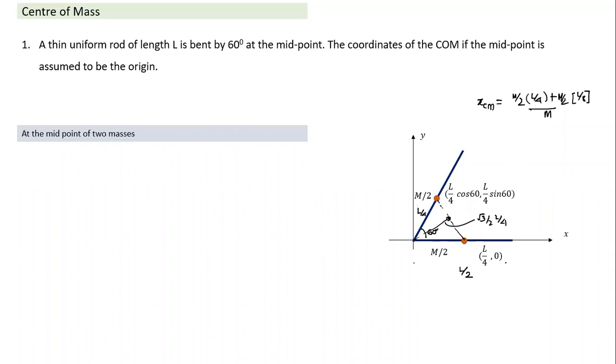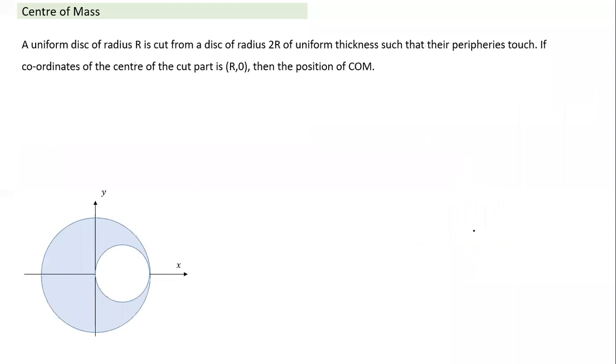I can find this length, the distance of the center of mass here, which will be the midpoint of the equilateral triangle. Once I find this distance, the center of mass coordinates are this distance from the origin into cos 30 and sin 30. So they're very simple questions.